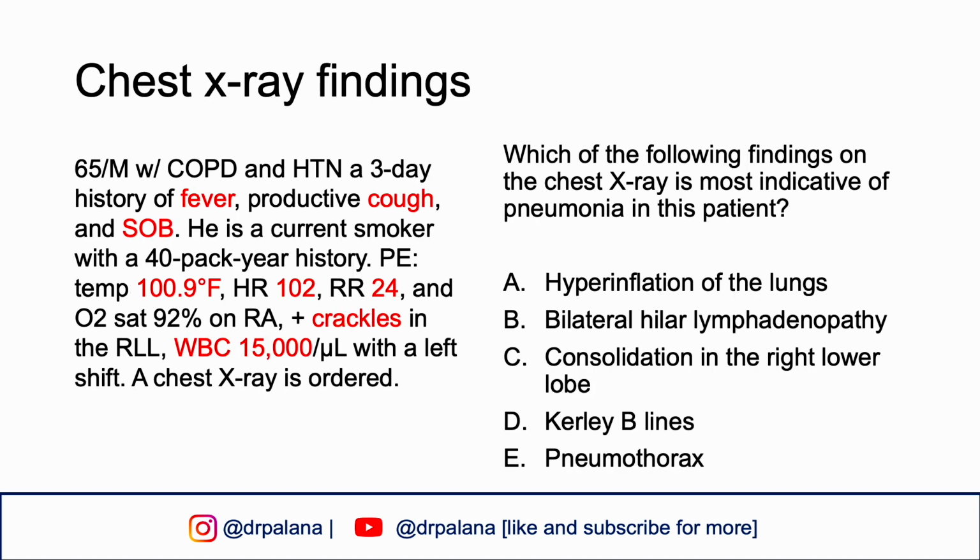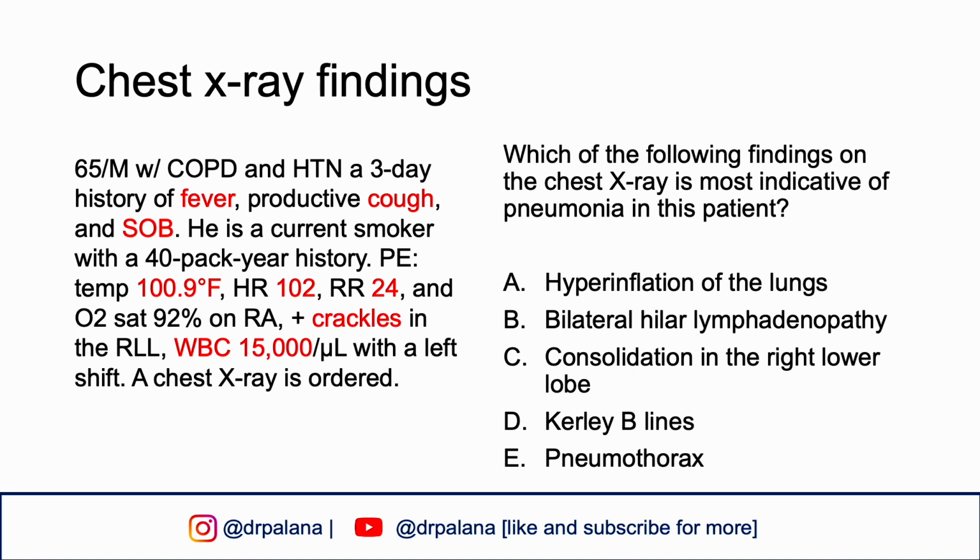A 65-year-old man presents to the ER with a 3-day history of fever, productive cough with yellowish sputum, and shortness of breath. He has past medical history of COPD and hypertension. He is a current smoker with a 40-pack-year history. On physical examination, his temperature is 100.9 Fahrenheit, heart rate 102 beats per minute, respiratory rate 24 breaths per minute, oxygen saturation of 92% on room air. Auscultation of the lungs reveals crackles in the right lower lobe. Lab tests show a white cell count of 15,000 with a left shift. A chest X-ray is ordered.